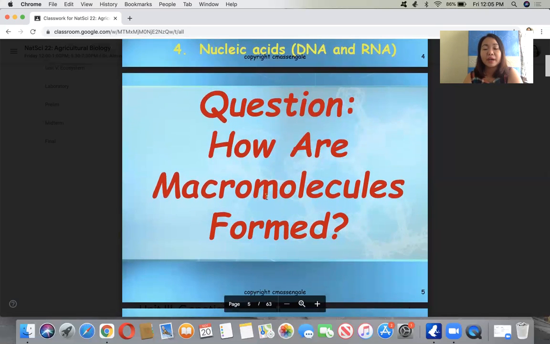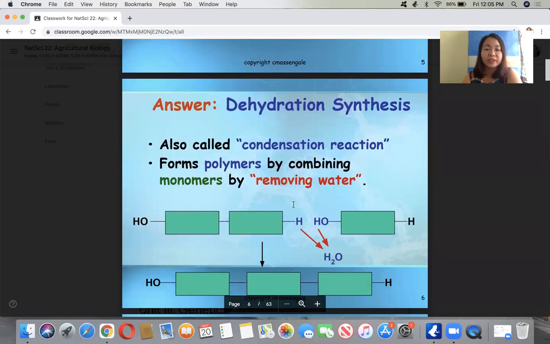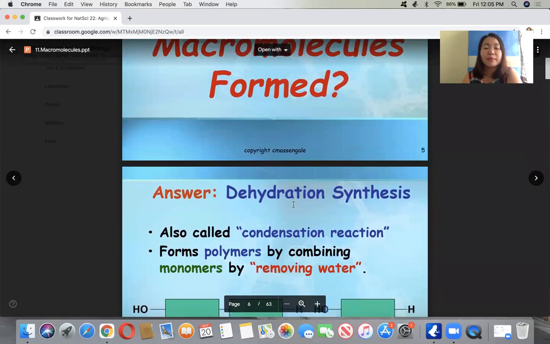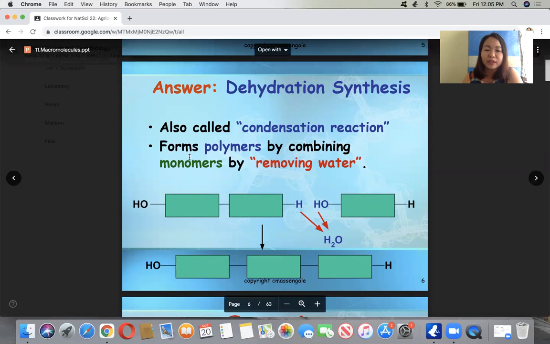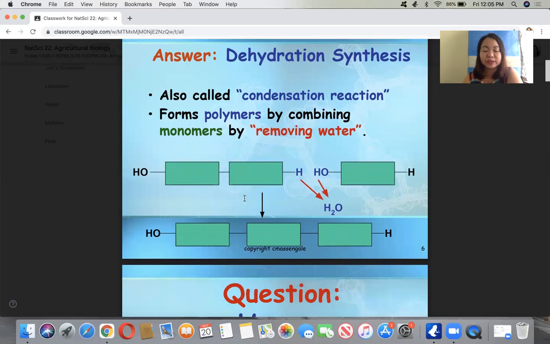So how are macromolecules formed? This is now the topic of our lecture in this video: how the following macromolecules are formed. They are formed through dehydration synthesis. It's a chemical process called a condensation reaction, wherein they form polymers by combining monomers and removing water. As shown in the figure, one monomer is added to another with the release of water.